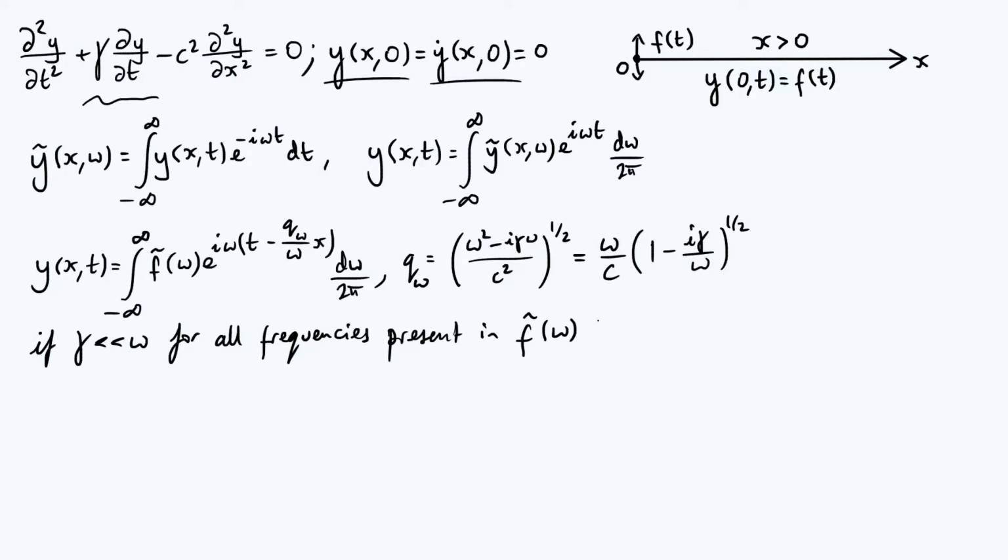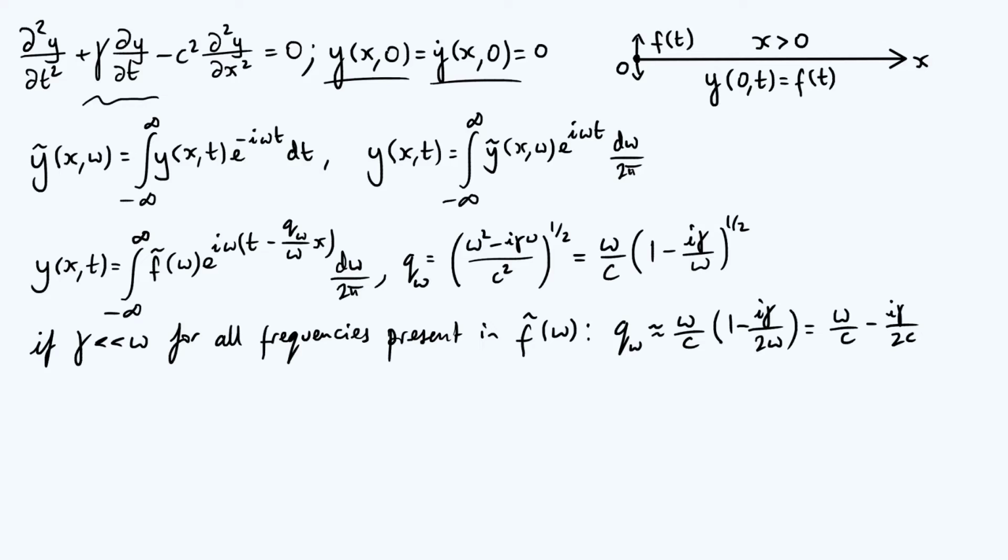In order to do this binomial expansion, we basically just need gamma to be much less than all of the frequencies which contribute significantly to the Fourier transform. So under those conditions, q subscript omega becomes approximately equal to, well, you still have your prefactor, omega over c. If we just take the first order approximation, so 1 minus i gamma over 2 omega, ignoring the higher order terms, it's omega over c minus i gamma over 2c.